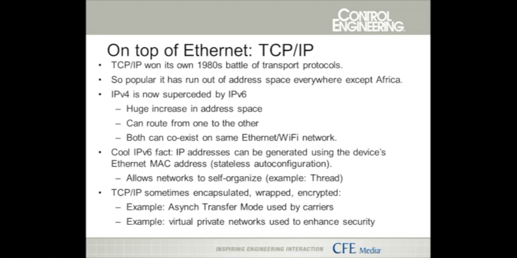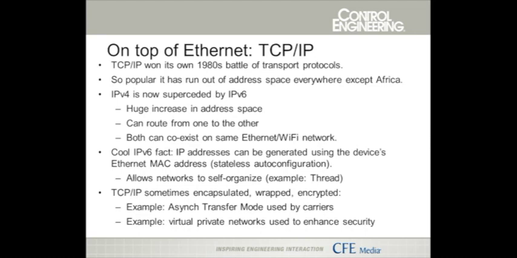This is what runs the Internet. It is so popular, it actually ran out of address space everywhere except Africa. So now we have a new version of TCP/IP called IPv6. It gives us a huge increase in address space. You can route from IPv4 to IPv6. Of course, both can coexist on the same Ethernet or Wi-Fi network.